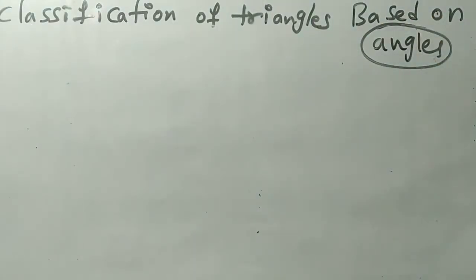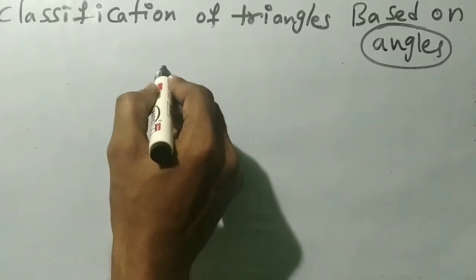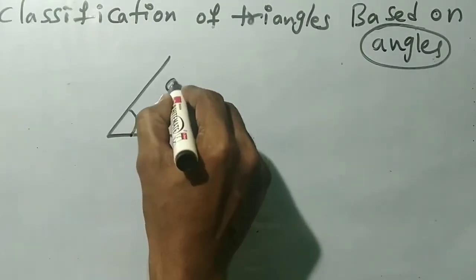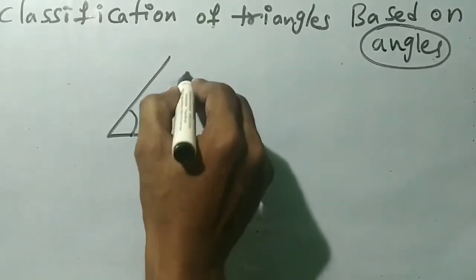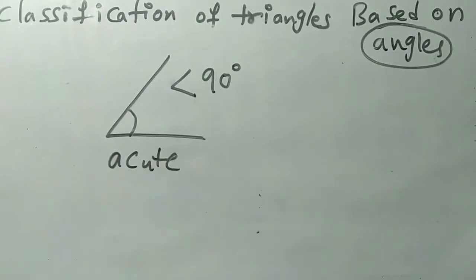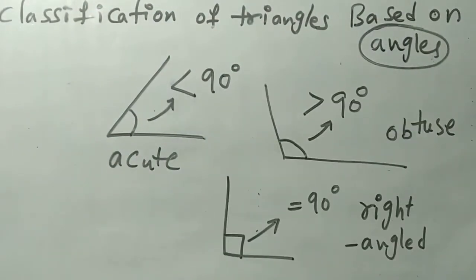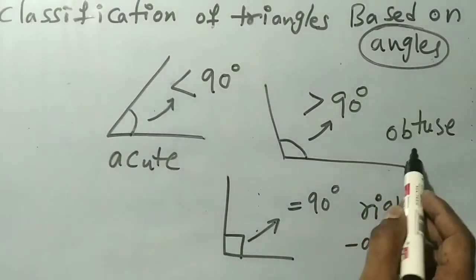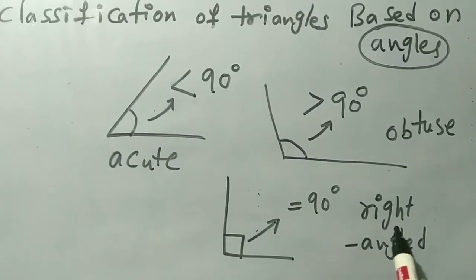Before going to the classification of triangles based on the angles, we should know the acute angle, obtuse angle and right angle. What is an acute angle? Acute is nothing but an angle which is less than 90 degrees. So an angle less than 90 is an acute angle. Obtuse is more than 90, and a right angle is exactly equal to 90 degrees.